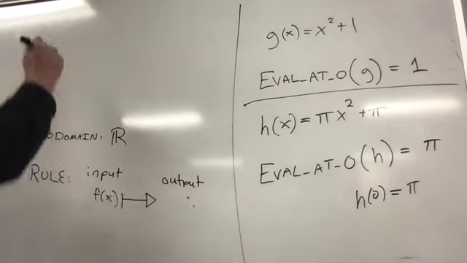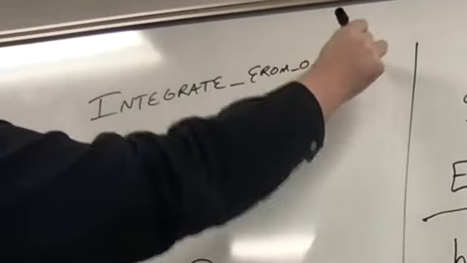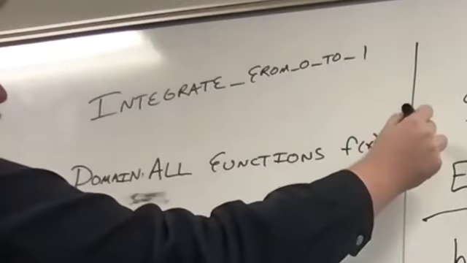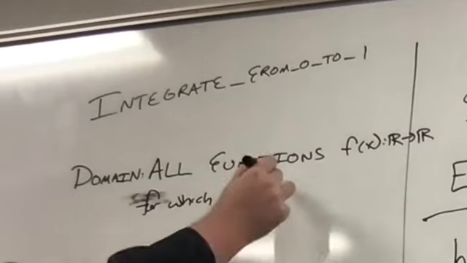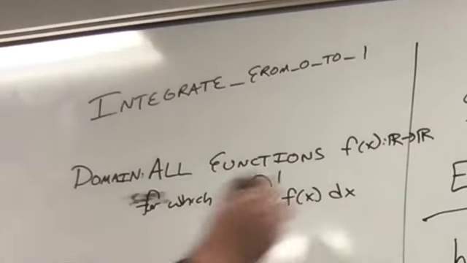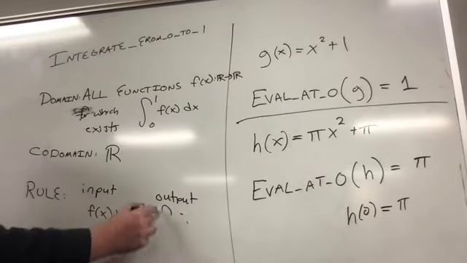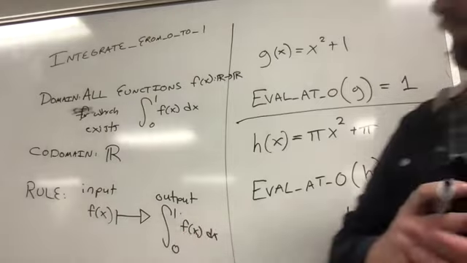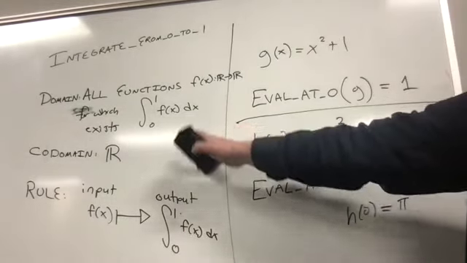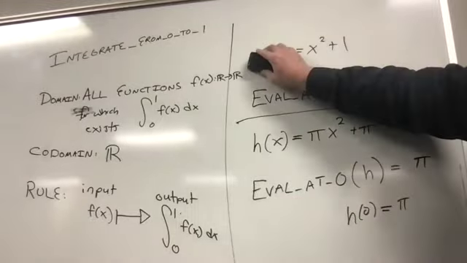I could have another function which is integrate from 0 to 1. The domain, so all functions from the reals to the reals, for which the integral from 0 to 1 of f of x dx exists. Codomain will still be R. You input f of x and you output the integral from 0 to 1 of f of x dx. Because you told me what the legal inputs are, what legal outputs are, and what the rule is, this is a perfectly valid function.